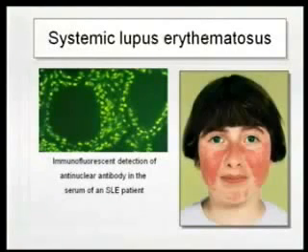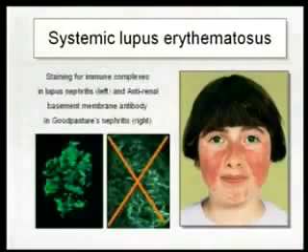You can see the bright nuclei. Okay? Patient's serum is taken, put onto a tissue that will combine with nuclei, and then you use fluorescent anti-immunoglobulin to detect that antibody. Okay? And that's an example.